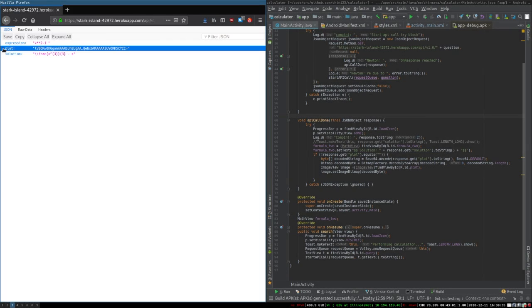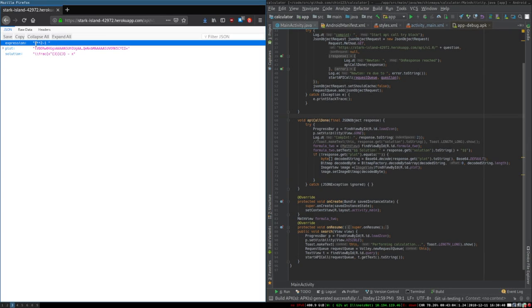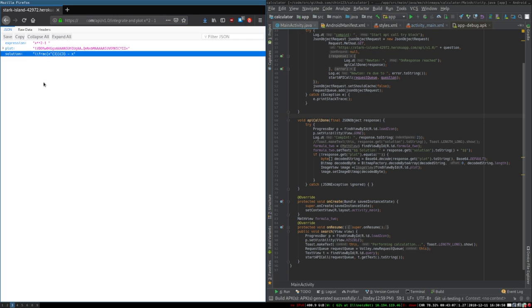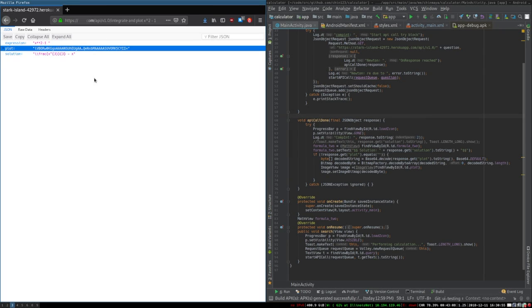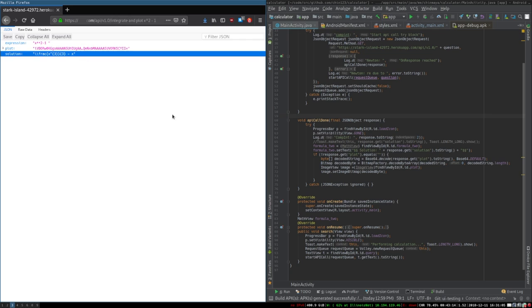and what the server does is it returns the expression which it extracted from the question. So as you can see, x squared minus 1 is the expression, and it's converted into a format which is suitable for the parser, and it returns the plot. This is actually the base 64 encoded image of the graph of the expression, so that it'll actually show the graph of x squared minus 1, and this is a solution in LaTeX format, which is what is parsed by the app over in the API call done method.